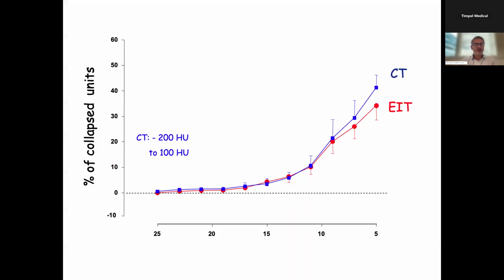Okay, so how does this estimation perform in terms of comparison to more classical collapse estimation? So this is a series of experiments we did in pigs comparing collapse measured with EIT and collapse measured with CT. And you can see here that there's a fairly good correspondence between the two.